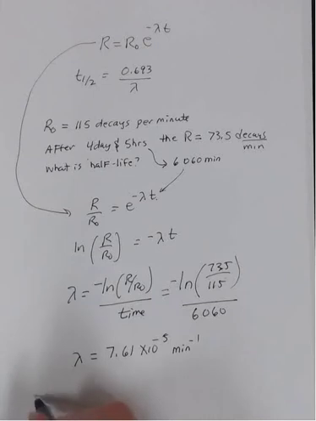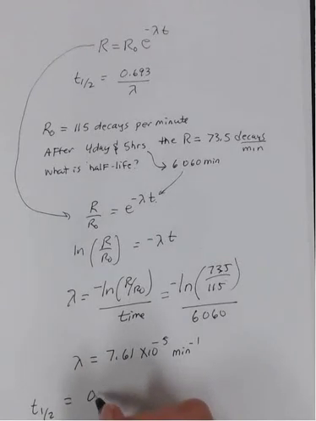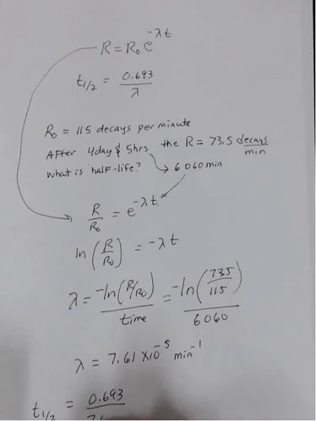So now I can look at the half-life. The half-life is 0.693 divided by lambda, so my units will be in minutes. And I get 9,100 minutes.